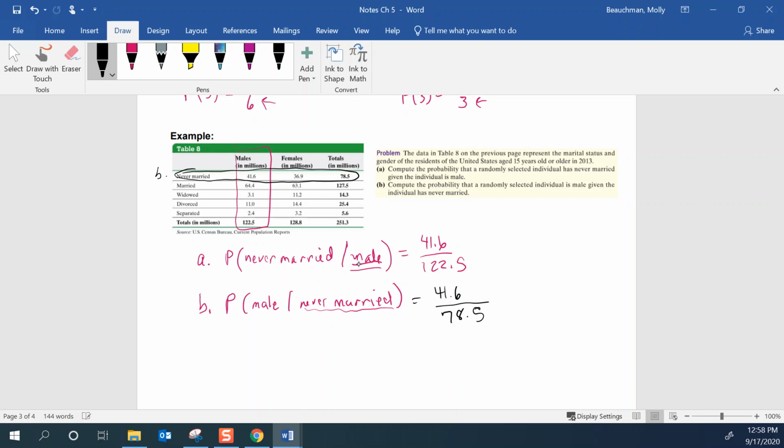So when you switch these around, never married given male or male given never married, they are not equal to each other. Both of them limit your sample space. The given is different types of information, so our sample space, our totals, are different values, so they're not equal to each other.